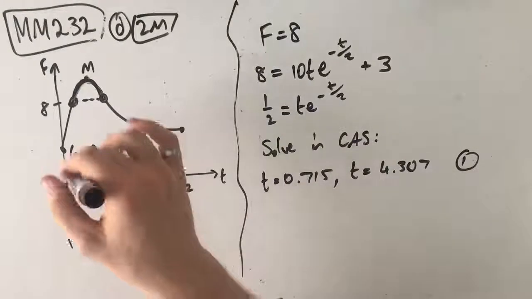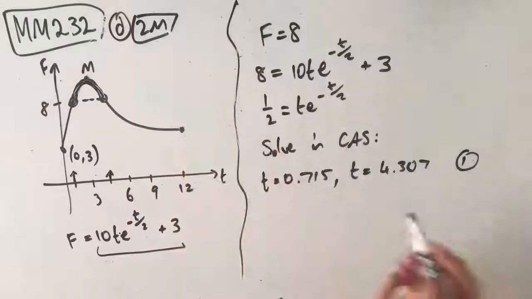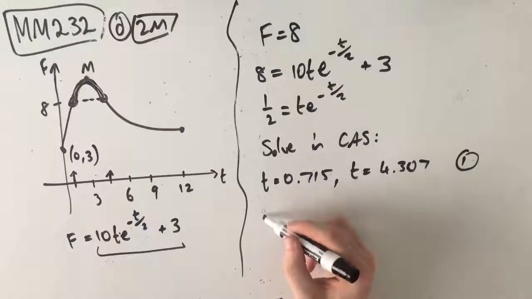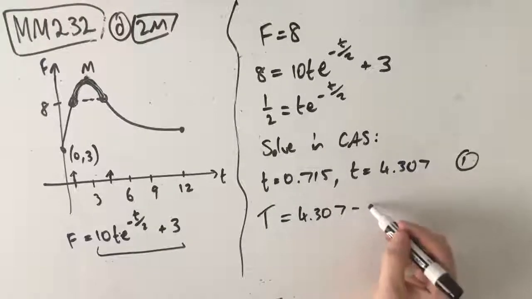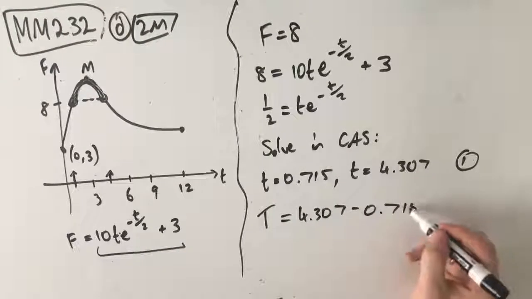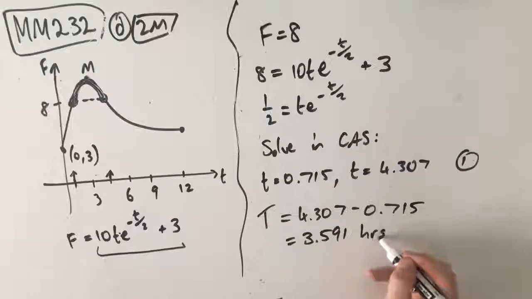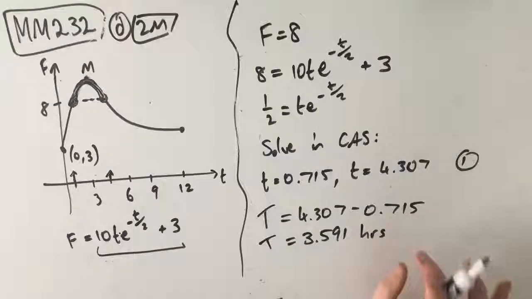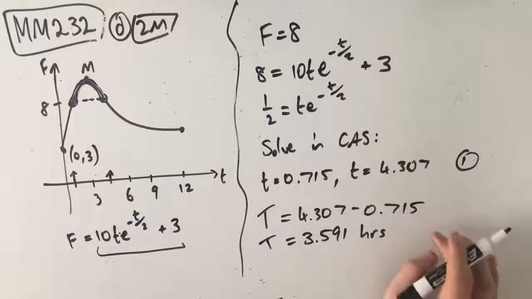We want to find the time above these points, right? We want this time in between here, which means that to figure that out, our time is equal to 4.307 minus 0.715, which is 3.591 hours. Yep, which is all good. But we want our answer correct to the nearest minute.